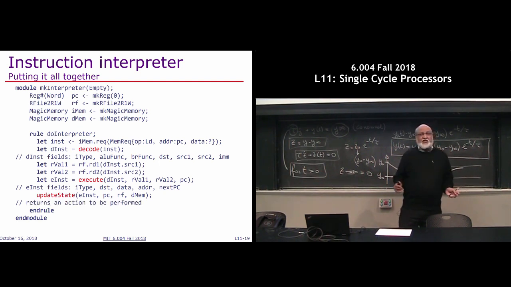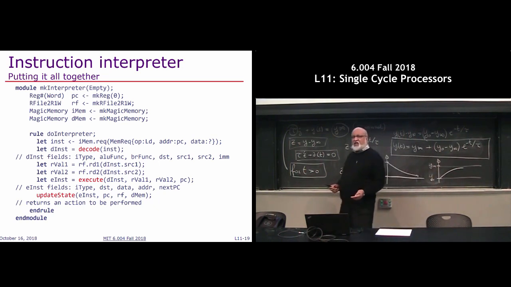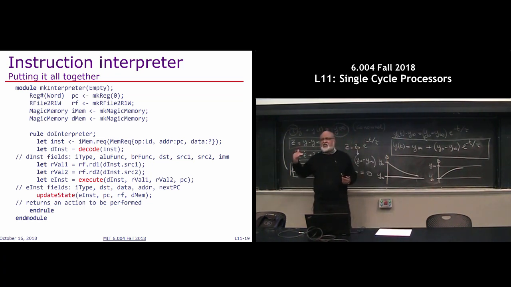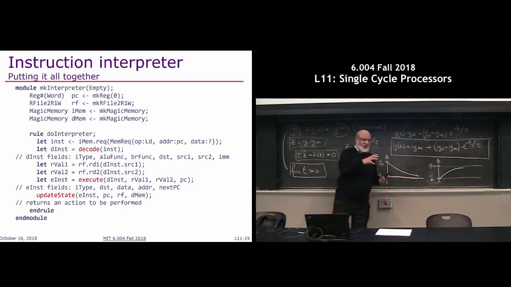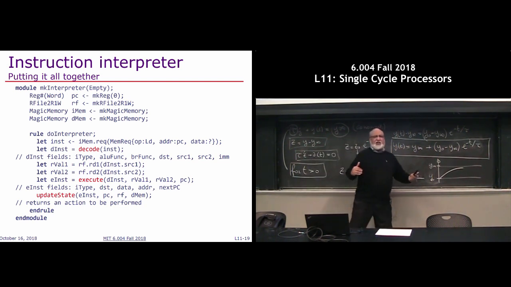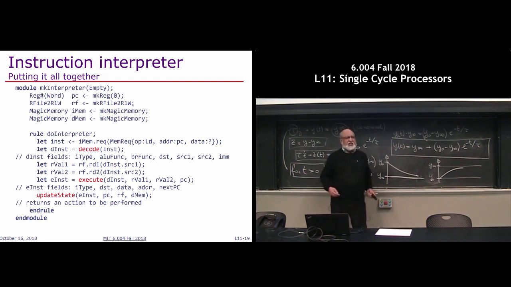So this is my high-level view of this interpreter. I fetch an instruction, I decode it, I do register fetch, and I call the execute procedure, which produces all the values I need. Then I call the update procedure, which actually goes and does all the updates in it.